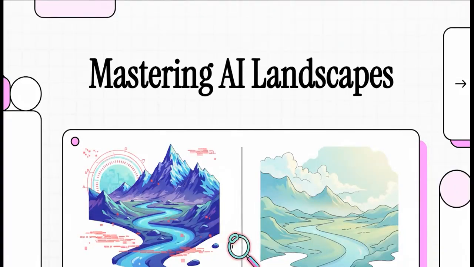So you ever spend hours trying to get that perfect AI landscape shot and it just comes out looking, I don't know, kind of fake? A little waxy, a bit plasticky, and just not believable? Yeah, if you've been there, trust me, you are not alone.